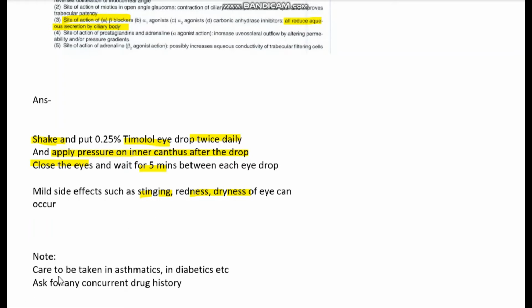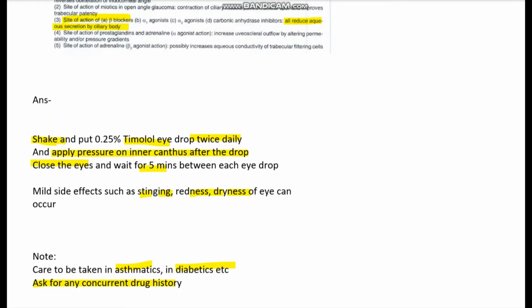And this is a note for us, as I told you, in asthmatics and diabetics, we have to be careful. We have to ask if they're taking any other drug together so that there is no concurrent side effect. For example, beta blockers, as you know, beta 1 blockers decrease the heart rate. And this patient, suppose, is also taking verapamil. Verapamil also decreases the heart rate, and there will be a very drastic decrease in the heart rate together. So you need to know if any other drug is taken together and if there is a possible interaction, then you have to manage that as well.